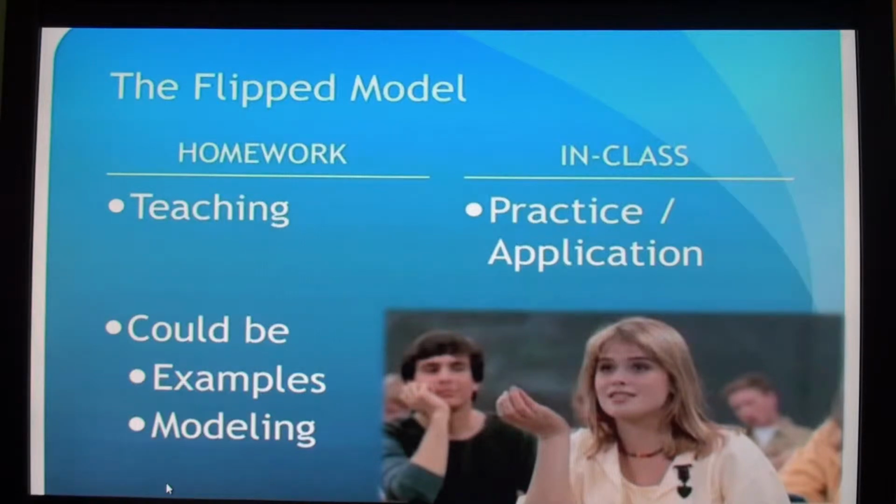Then, when we get to the class portion, I would check for understanding. What kind of questions do you have from last night's podcast? What kind of gaps do you have? What things were not clear? What's going on in your brain? What clarifying questions do you have? We can then start practicing together.